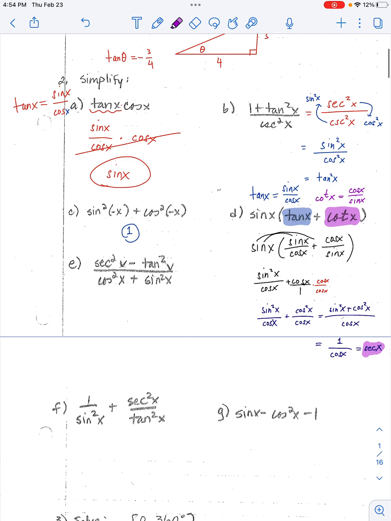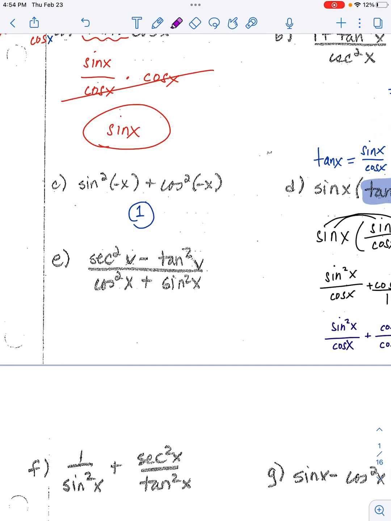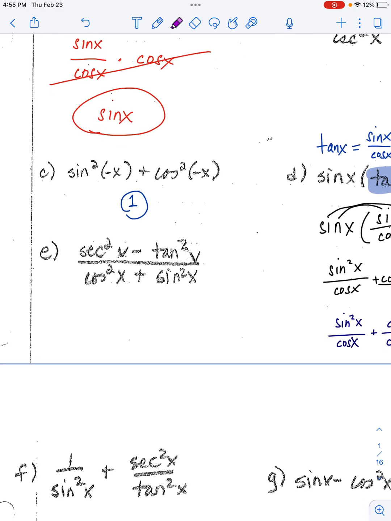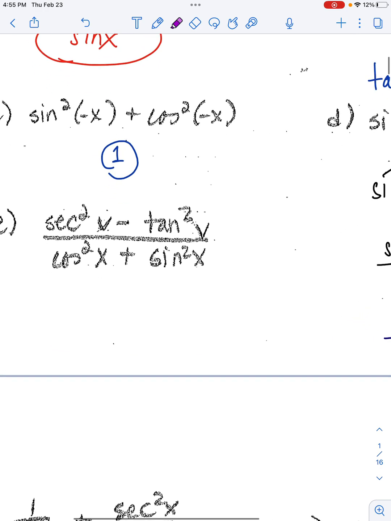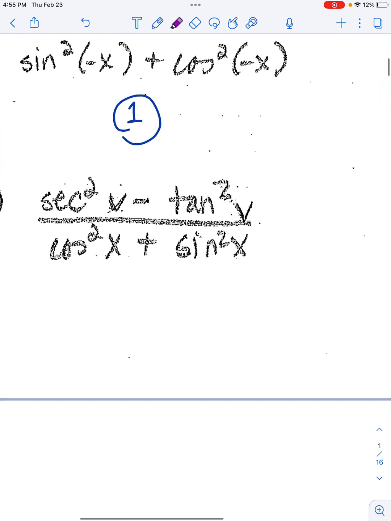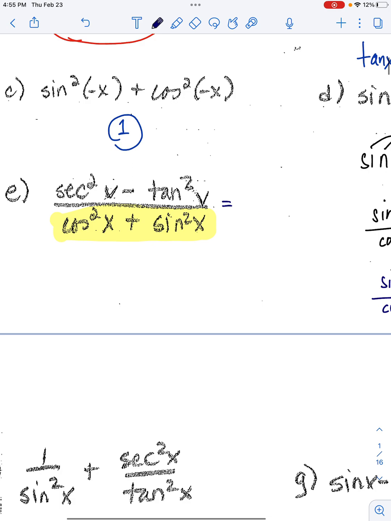Okay. All right, let's do E real quick. So secant squared minus tangent squared over cosine squared plus sine squared. Well, you guys should start to see this. This should start to become muscle memory. I've got a cosine of something squared plus a sine squared of that same thing. What is that always? It is always equal to 1.